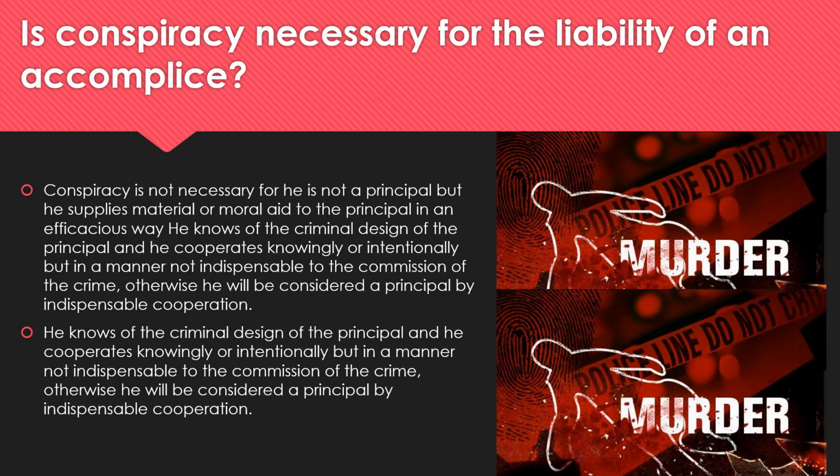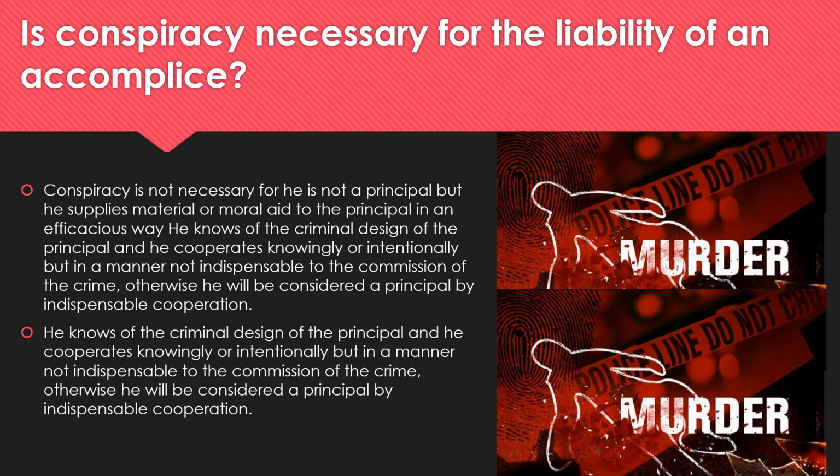Now the question is, is conspiracy necessary for the liability of an accomplice? You have to take note that conspiracy is when two or more persons gather to commit a crime, or they plan to commit a crime. No, it is not necessary, for he is not a principal, but he supplies material or moral aid to the principal in an efficacious way, and he knows of the criminal design of the principal and cooperates knowingly or intentionally, but in a manner not indispensable to the commission of the crime. Otherwise, he will be considered a principal by indispensable cooperation.